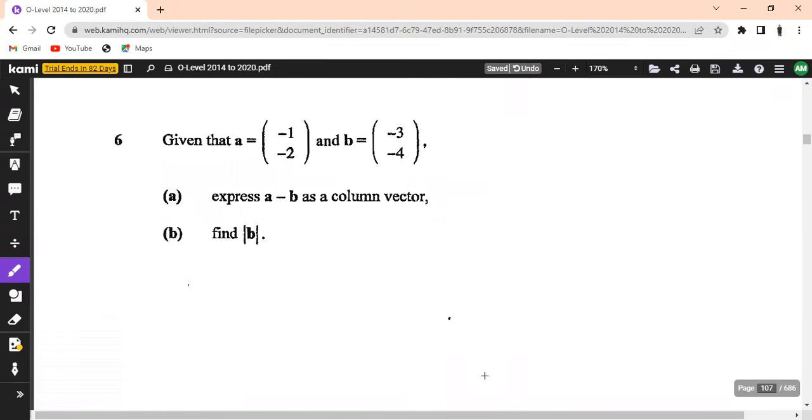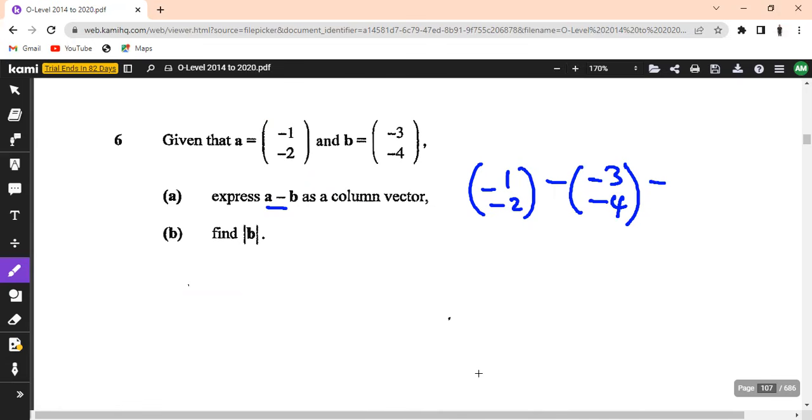All right, number 6, we are given vector A, vector B. Express A minus B as a column vector. So this one is simply substituting A is there, which is (-1, -2). That's it. Minus B, our B is already there, which is (-3, -4). So that's it, guys. It's just a matter of directed numbers, where you're supposed to know that whenever you're dealing with minus, it's a plus. So it's going to be -1 plus 3, minus and minus is a plus also. So it's going to be -2 plus 4, like that.